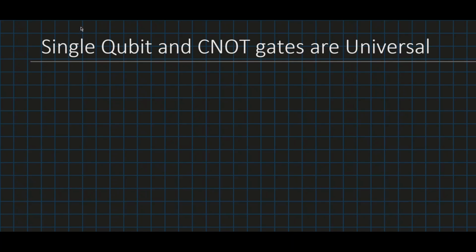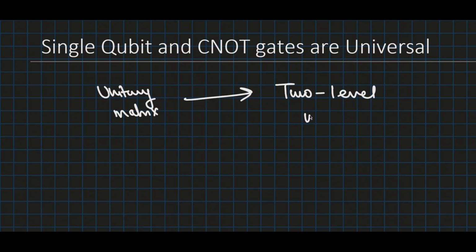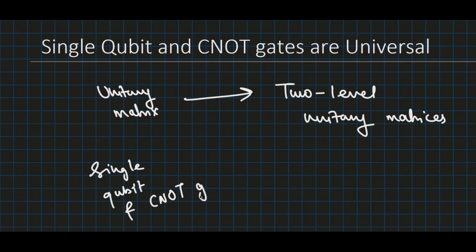In the last video, we saw how we can decompose a unitary matrix into products of two-level unitary matrices. In this video, we'll see how, with the help of single qubit and CNOT gates, we can implement a two-level unitary matrix, such that combining this result, we can say that with the help of single qubit and CNOT gates, we can create a quantum circuit which implements a unitary matrix.